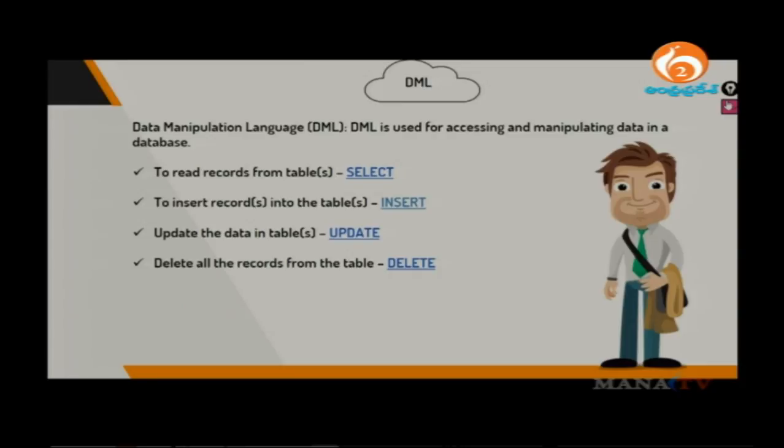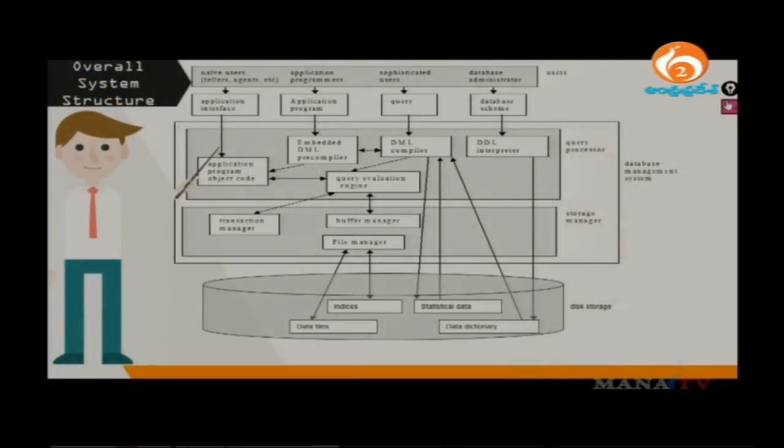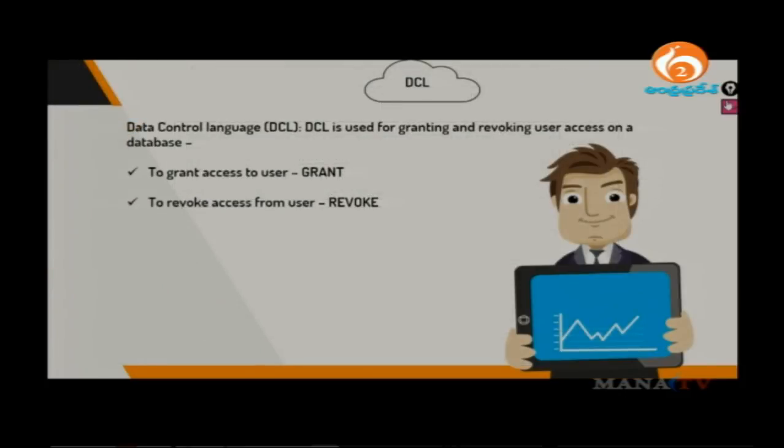Select is basically used to read the data from the database. The next one is DCL, which is used for grant and revoke. For example, if I want to give some permissions, I will use grant, and if I want to stop access to the data, I will go for revoke. This is the overall structure of your database. That will take some time to define.